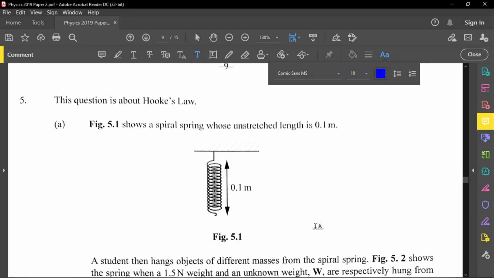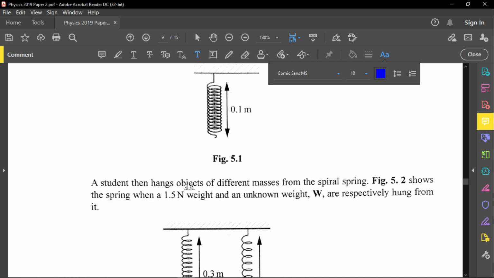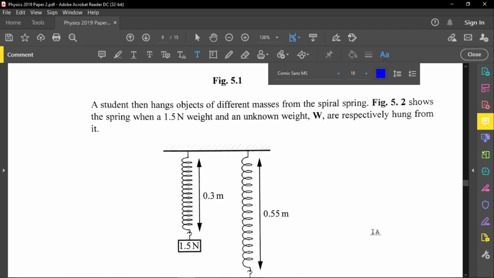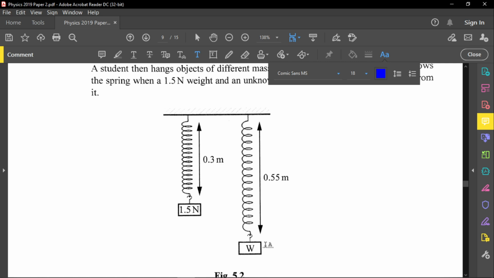Okay, all right. So now a student hangs objects of different masses from the spring. Figure 5.2 shows the spring when a 1.5 Newton weight and an unknown weight W are respectively hung from it. So in one case we have 1.5 Newton, and in the next case we have W. Yes? All right.